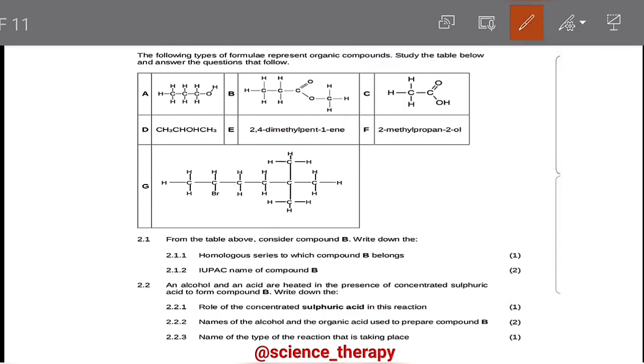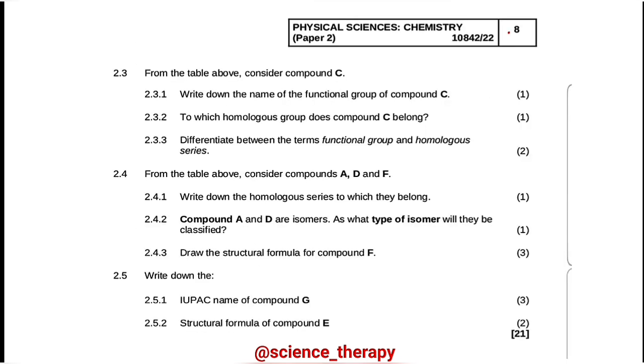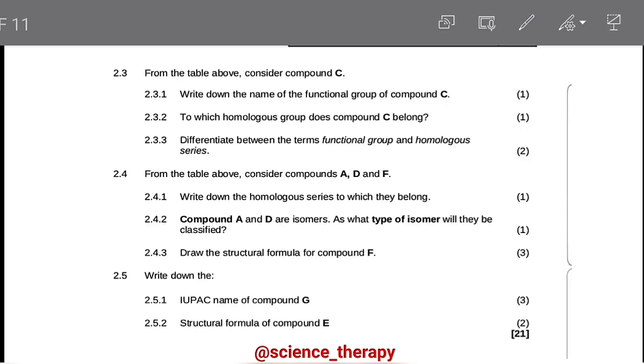A, D, and F. A, remember we had alcohol because of the OH. D, also alcohol because of the OH. And also F, it's what? Alcohol because of the ol. Then they say, write down the homologous series to which they belong.